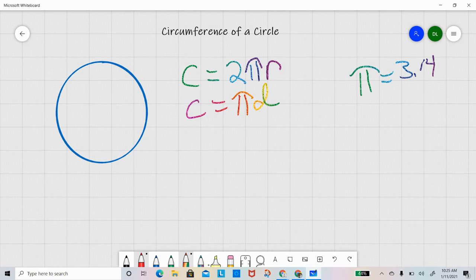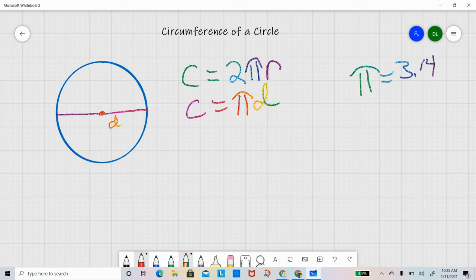Well, diameter is how far it is from one side of a circle to the other side of a circle going through the center point. So this is d, diameter, right? It's the one from one side of a circle to the other side of the circle going through the center point. Okay, so it's the full width of a circle.